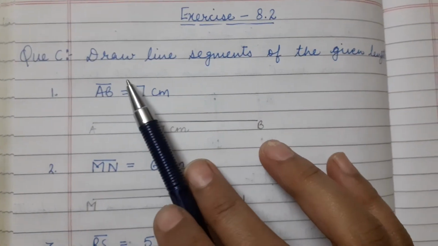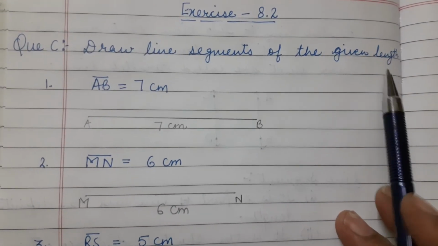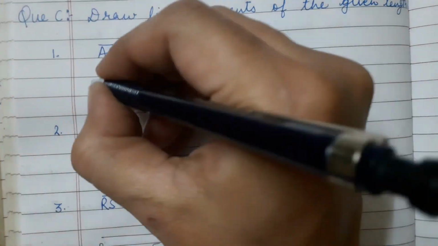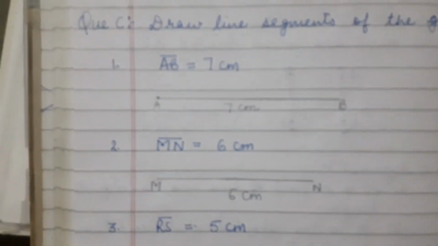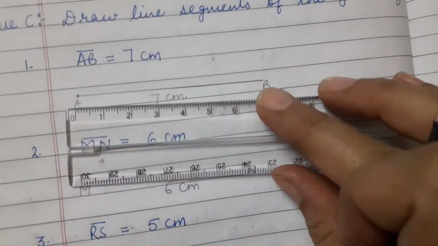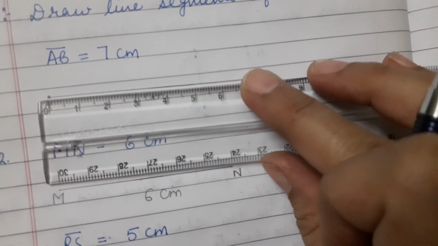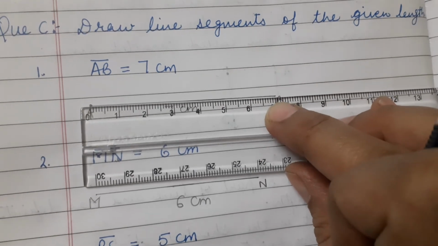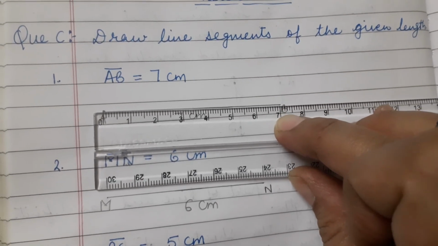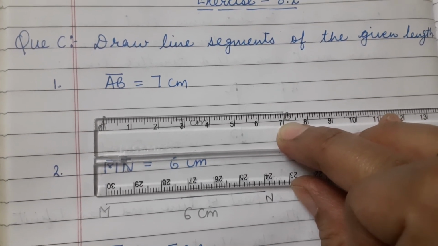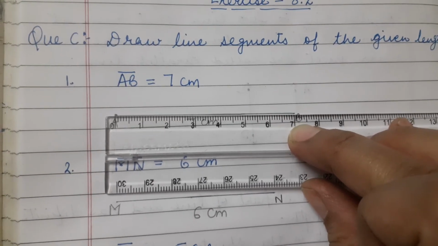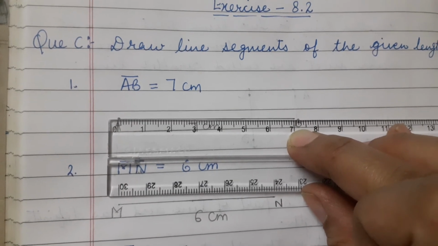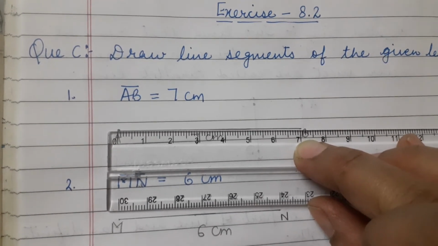Now the last question is draw a line segment of the given length. AB is 7 centimeter. You have to mark a point A right here on the paper and keep your scale along like this and draw a line till 7 on your scale. Because you have to draw a line segment AB equal to 7 centimeter. First mark a point A, then draw a line till 7. So you'll get a line segment of 7 centimeter.